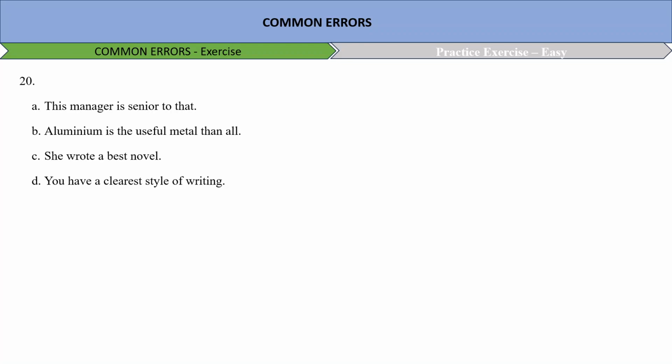Okay, this manager is senior to that. Correct. Aluminium is the most useful metal than all. She wrote a best novel. No, she wrote the best novel. Right? She wrote the best novel. Why? Using superlative degree or a very good novel. Either the best novel or a very good novel. You can use any. You have the clearest style of writing, not a clearest style of writing.